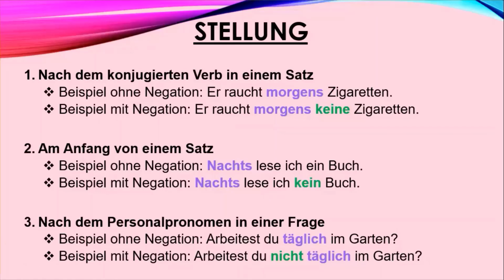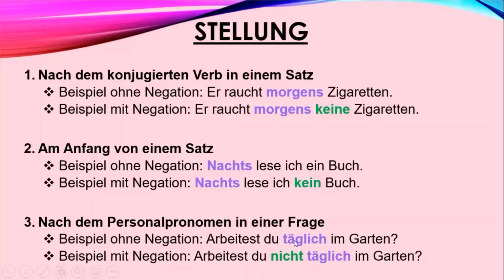And last of all, we have the positioning of the daily adverbs of frequency after the personal pronoun in a German question. Beispiel ohne Negation, example without negation. Arbeitest du täglich im Garten? Do you work daily in the garden?